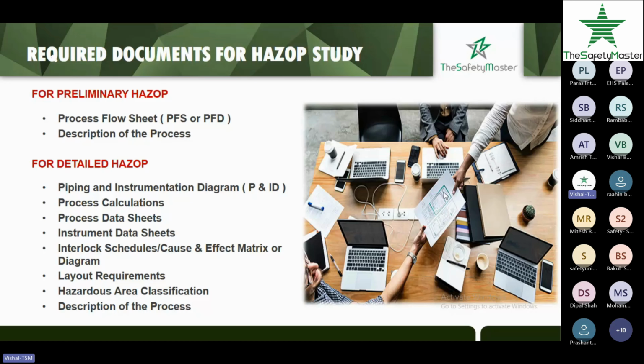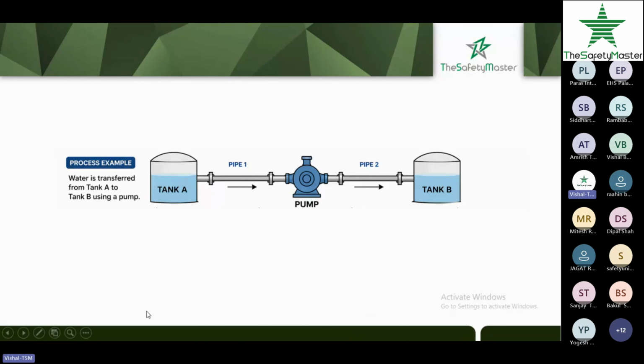For doing a detailed Hazop, you should have all these documents. What are those documents? The piping and instrument diagram, the main thing. Without the P&ID, you won't be able to do the Hazop study. Next, you should have your process calculations, how you derived this requirement. Another thing is process data sheets. If you are using any chemicals, you should have the MSDS of those chemicals.